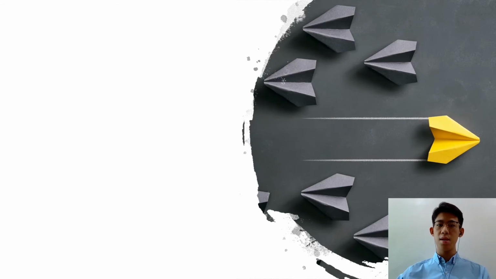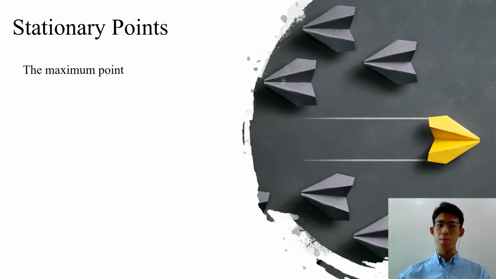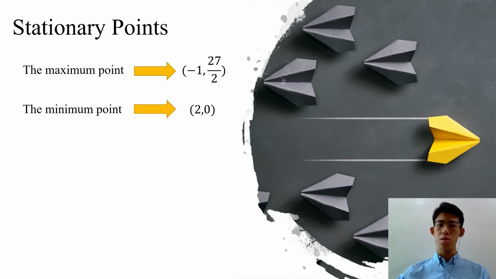To summarize, we have two stationary points on the graph of the curve. One is the maximum point, which is (-1, 27/2). The other one is the minimum point, which is (2, 0).